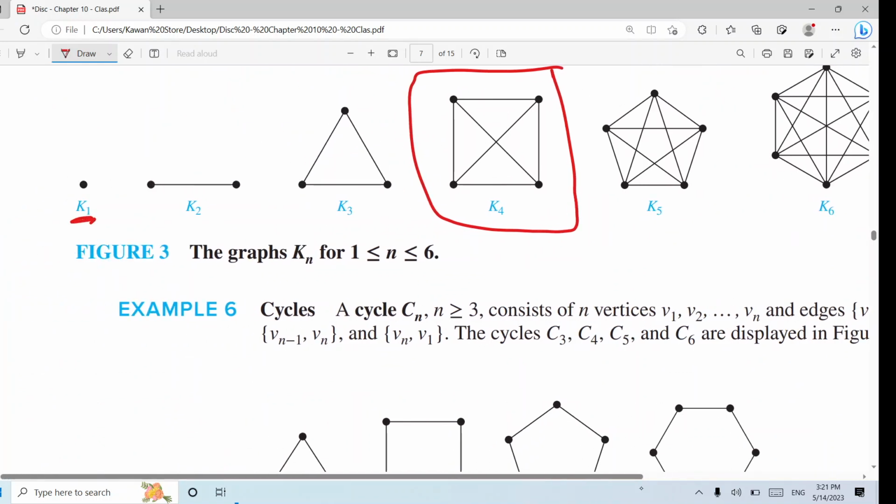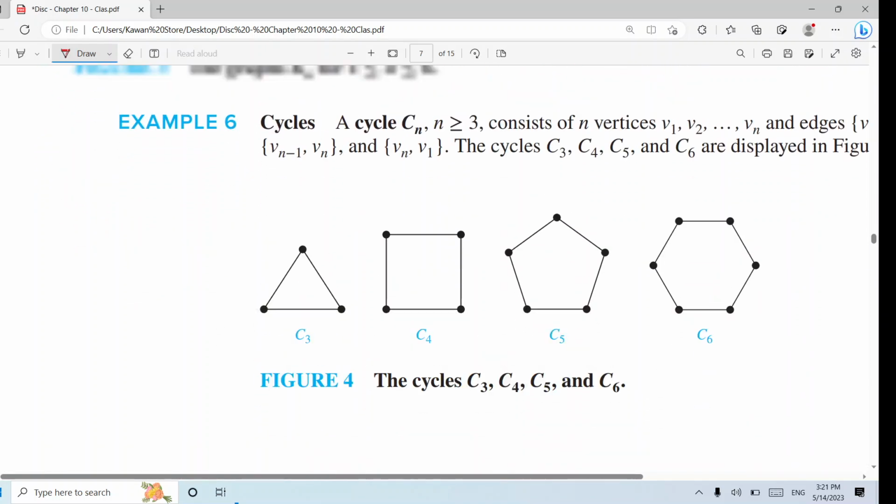K1 is also complete. Because the definition says what? Between 2, we have 1. How about if you don't have 2? We don't have a 1. So by negation of the definition, they satisfy. So K1 is 1 point, K2 is just a line, K3 is a triangle, K4 is the box with the complete edges.